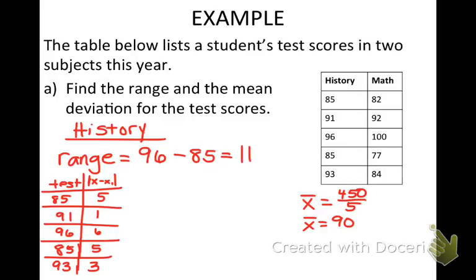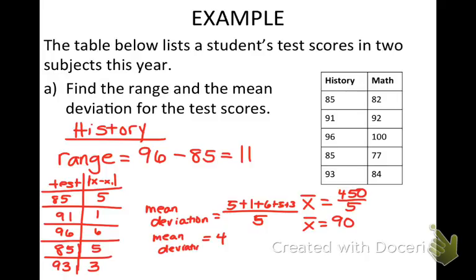That's how much my test scores deviated from the mean. So then to find the mean of the deviations, what are we going to do? Add them and divide by 5. Good. So let's do that. So my mean deviation is going to be equal to 5 plus 1 plus 6, which is 12, plus 5 plus 3 divided by 5. So 20 divided by 5 is 4. So my mean deviation is 4. Okay. Can you put the symbol for mean and then put deviation? Sure, you can do that. That's fine.